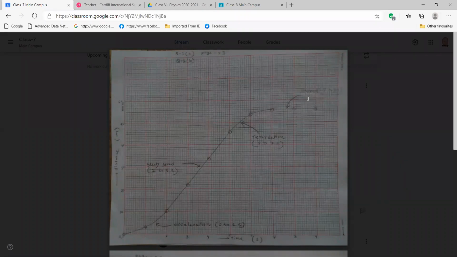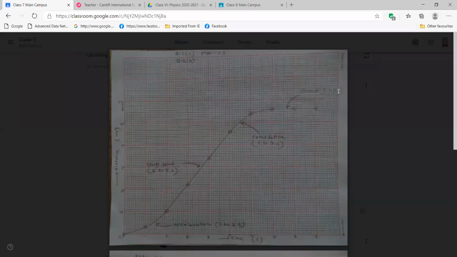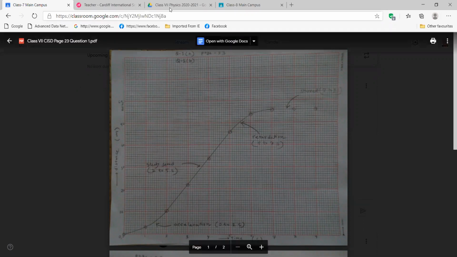So here we are getting that it is stopped. Then stopped from where? From 7 to 9 seconds. I wrote in bracket 7 to 9 seconds. Is it clear? Yes, sir. Okay, then we are going to the next question.